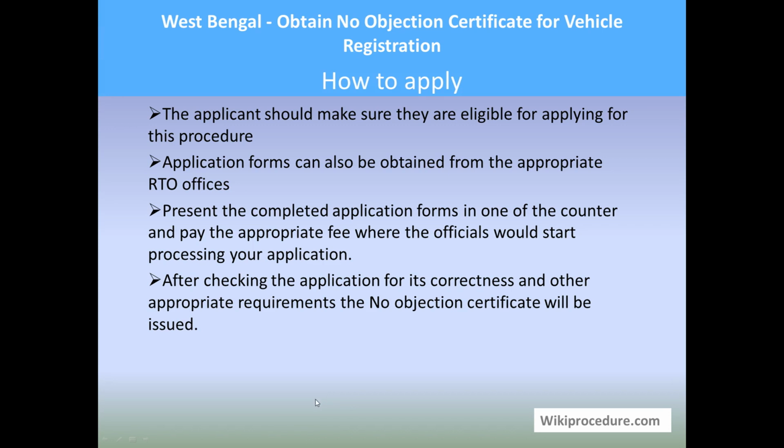Application forms can be obtained directly from the RTO office on your visit. So collect this form and submit it with all the required documents to an officer there. He will mark you where you have to go and submit the form. Whatever fees you need to pay will also be marked. So go to the counter, pay the fees and submit your documents.